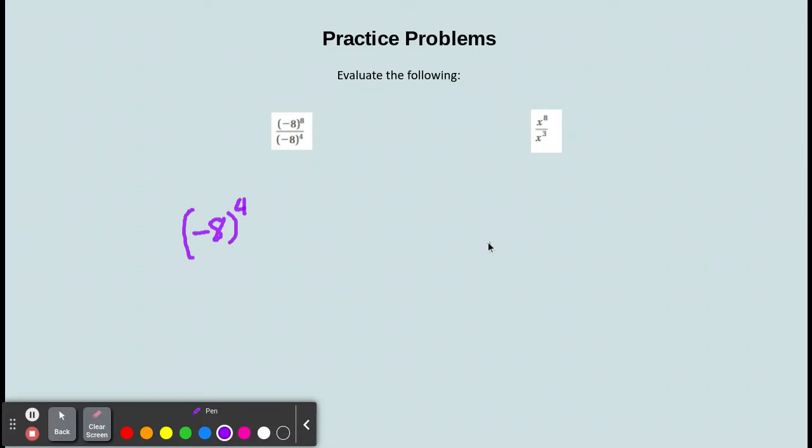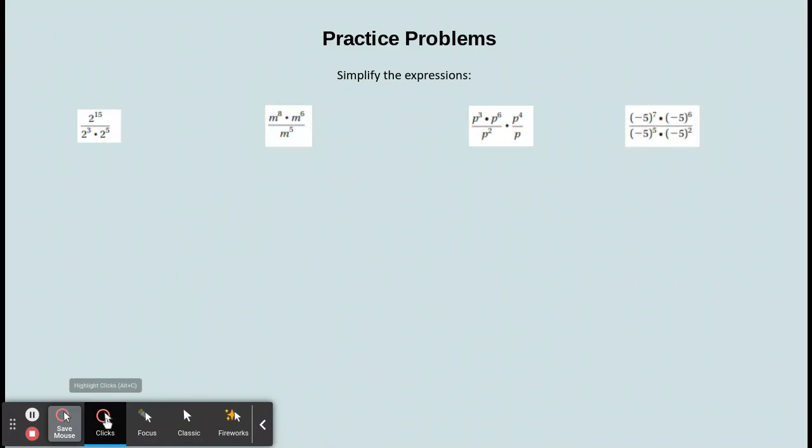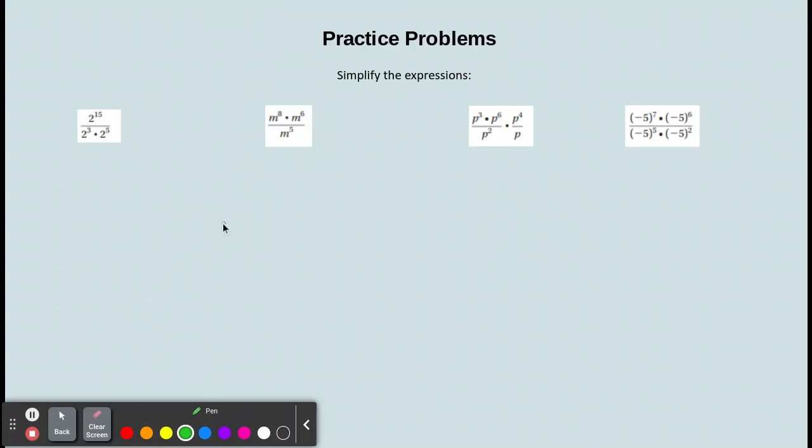Same thing with this one, we have the same base. We can use our quotient of powers property. So 8 minus 3 is 5. So that's the answer there. Okay. Moving along here to our final 4. We're going to simplify these expressions.